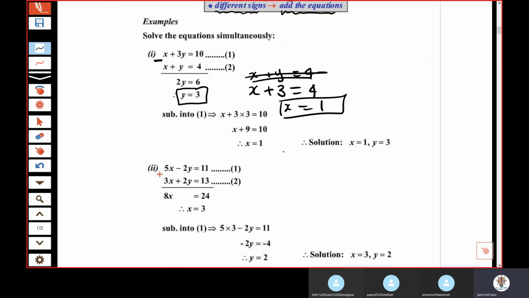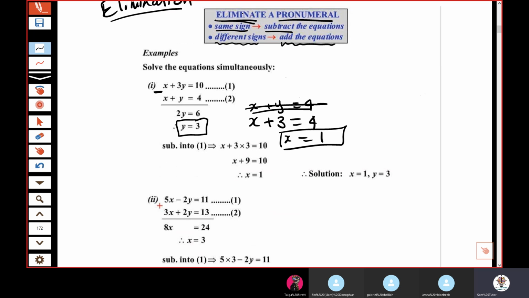Let's have a look at another one. From these two, 5x and 3x, 2y and 2y, which one's the same? 2y, but go up here to this little thing I've written. If they have different signs, we add the equations. They have different signs. That's a negative, that's a positive. We're going to add the equations.